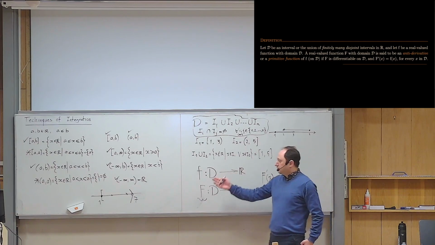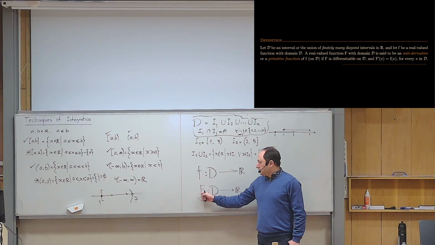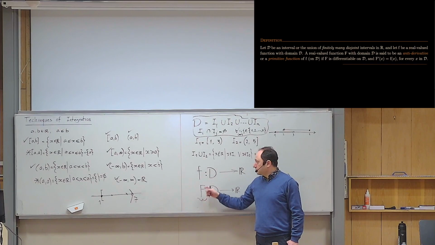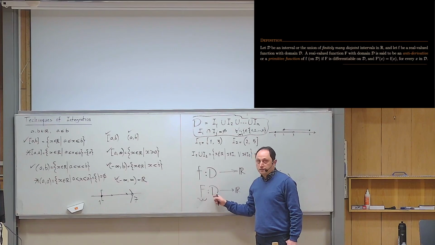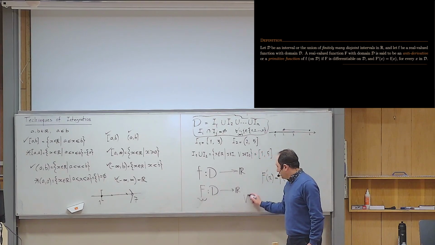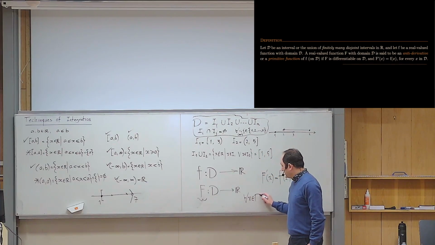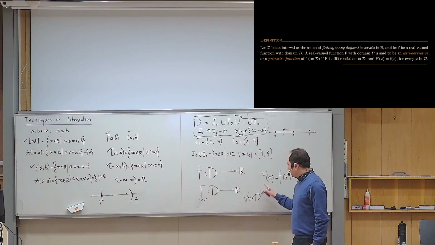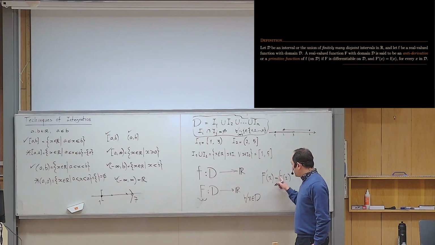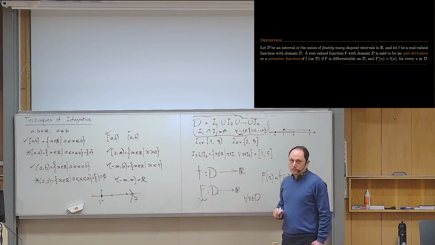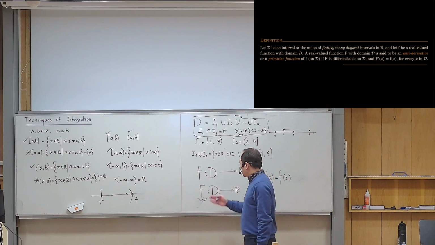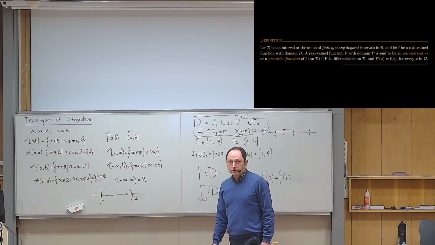So let me repeat. The definition tells you that capital F with the same domain as little f is called a primitive function or antiderivative of little f if, first of all, capital F is differentiable everywhere in D. Moreover, for all x belonging to D, the derivative of capital F calculated at that x matches with the value of little f at x. If this is satisfied, we say that capital F is a primitive function for little f.